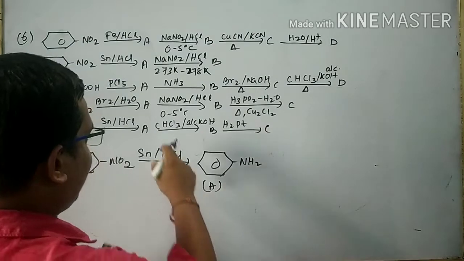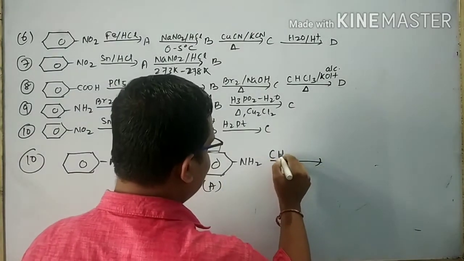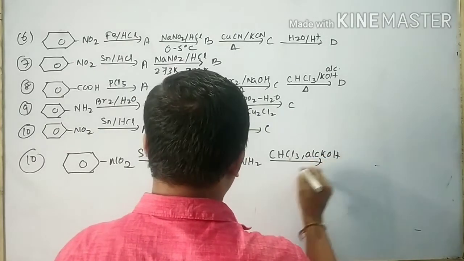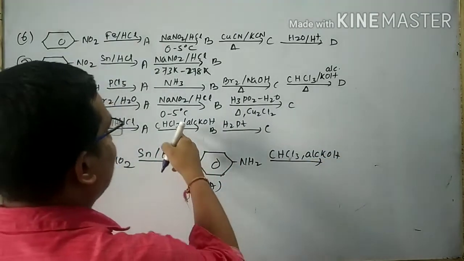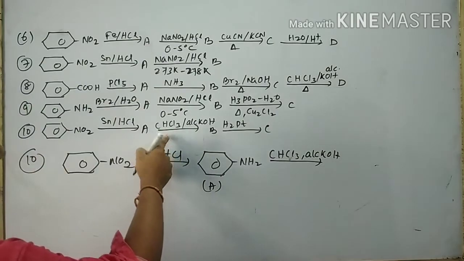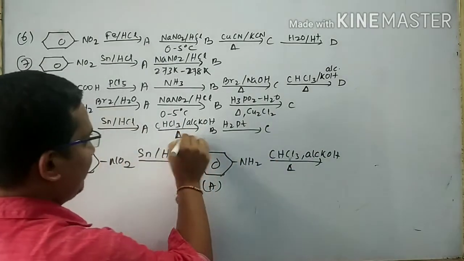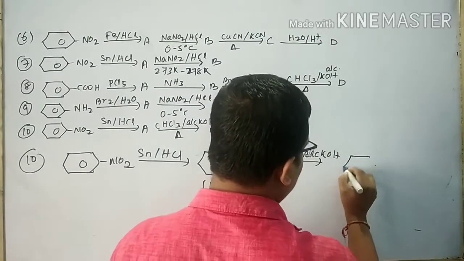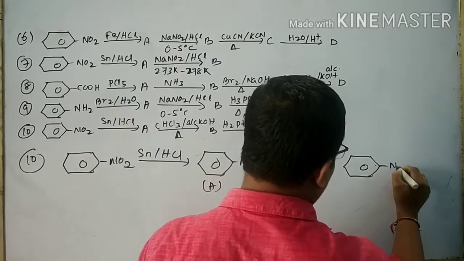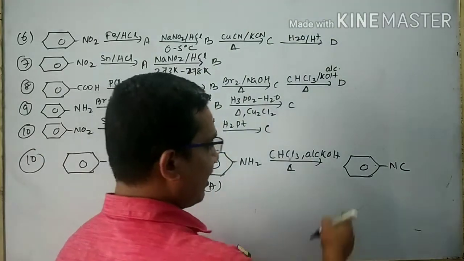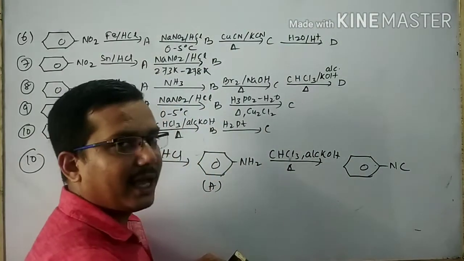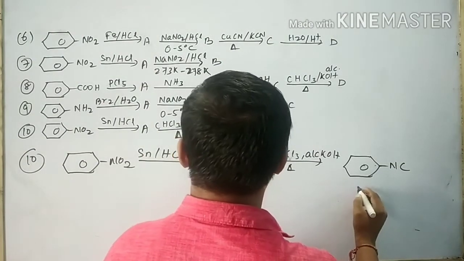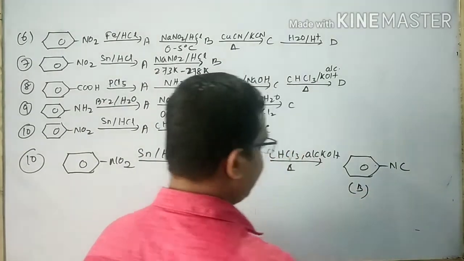Now A is subjected to reaction with the CHCl3 in the presence of alcoholic base. Look at that. This is said to be carbylamine reaction. Here also heat is given. So we can write an isocyanide product. This is said to be isocyanide product. The name of this compound is phenyl isocyanide. It is considered as your product B.